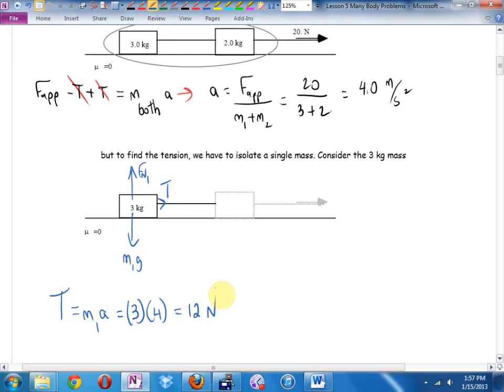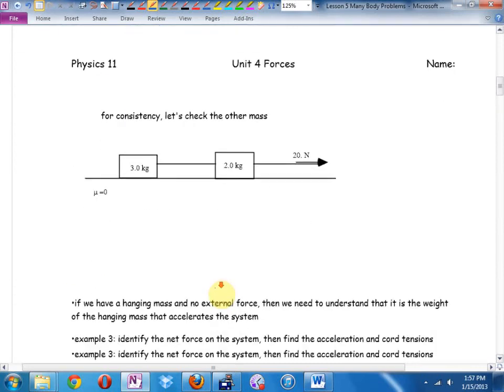Now here's the nice thing, Jamie, supposing instead of the 3 kilogram mass, supposing for some reason, because you're different, you are, you decided to go with the 2 kilogram mass, the right hand mass. Okay.